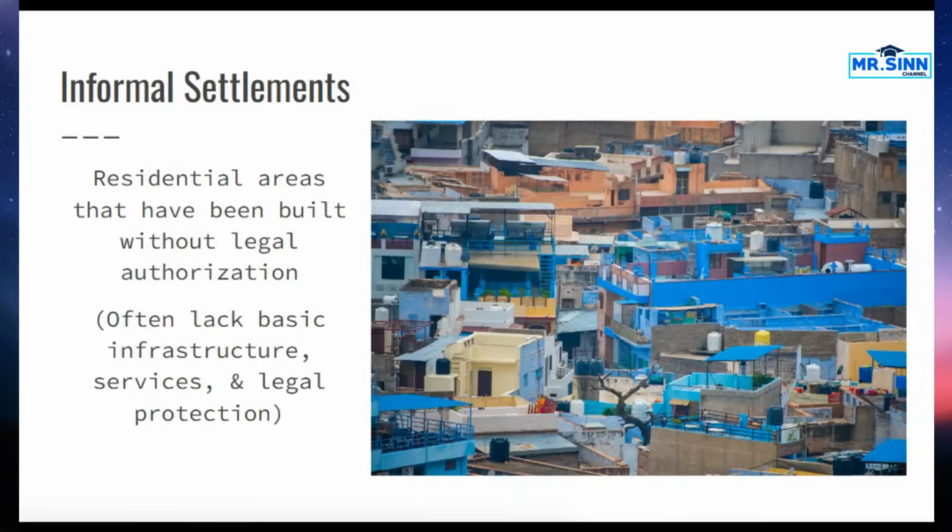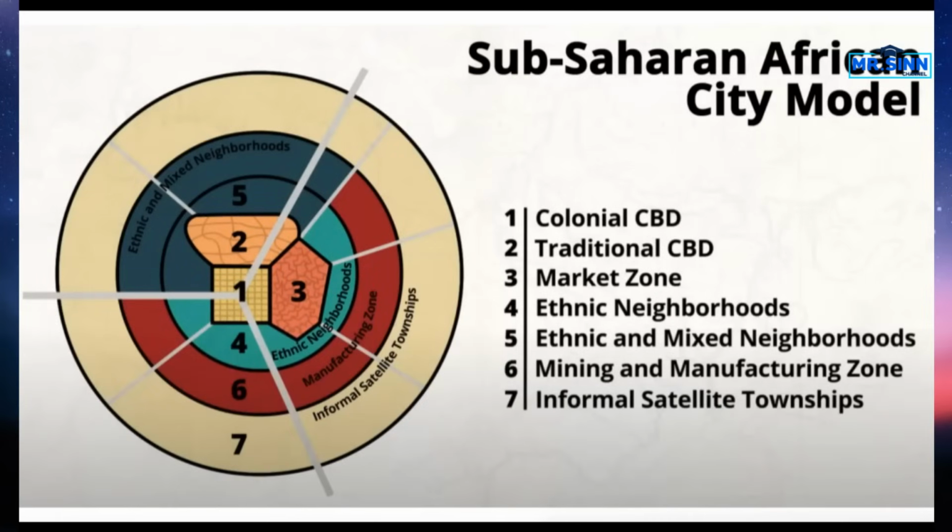All right, we'll go on to our next model. I realize there's a ton of models, so I apologize there. Our next model here is the Sub-Saharan Africa model. One really unique thing that I want to highlight is this 3 CBD: we have our colonial CBD, the traditional, and the market.